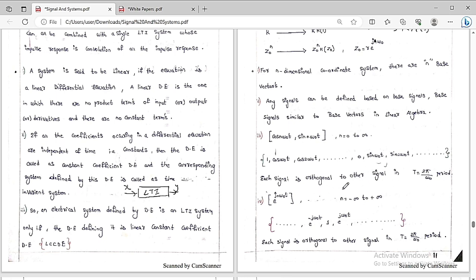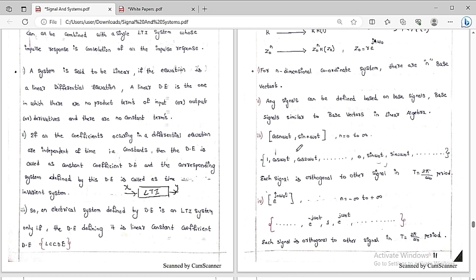Each signal is orthogonal to the other signal in the time period T equal to pi by omega naught. So we can say all these signals are orthogonal to each other in the time period T equal to pi by omega naught, because omega naught is equal to pi by T, so T is equal to pi by omega naught. Therefore, one signal is orthogonal to the other signal.